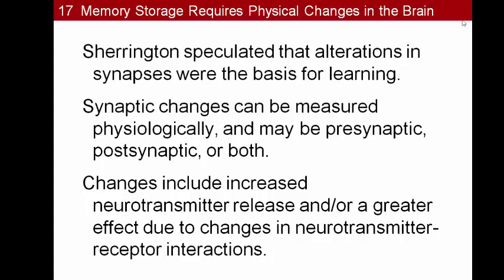Okay. So what we're saying is that you could have changes in the presynaptic membrane. So we could have some type of change that causes the neuron to release more neurotransmitter or less neurotransmitter. We could have a postsynaptic change, so we could have a change in the number of receptors, for example. We talked about upregulating and downregulating receptors and all of that. So because of that, Sherrington would speculate that when you learn something new, you have some type of learning experience, then your synapses change a little bit.